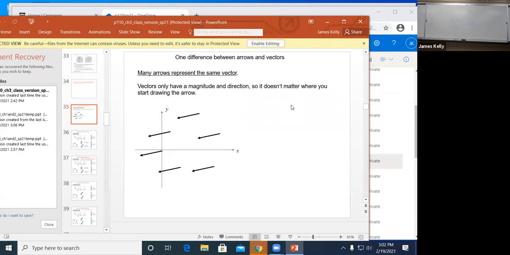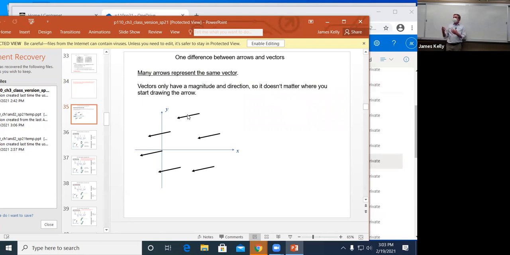We'll talk about adding vectors in just a second, but translation parallel to themselves means that you can always take a vector and move it. I guess I'm having trouble since I'm not in slideshow mode. You can move it so that you don't change the magnitude and you don't change the direction. So you just move it without changing its direction or its magnitude, and we consider that the same vector.